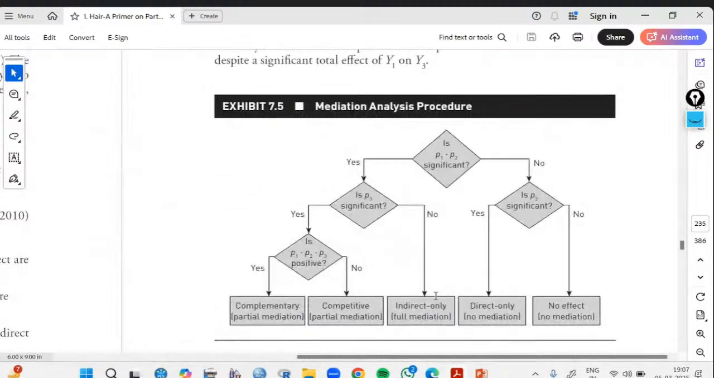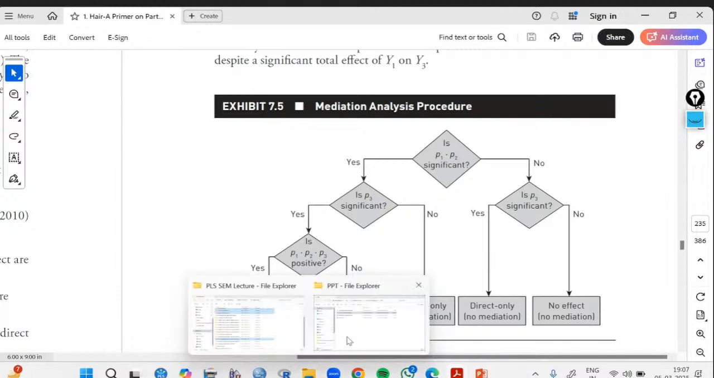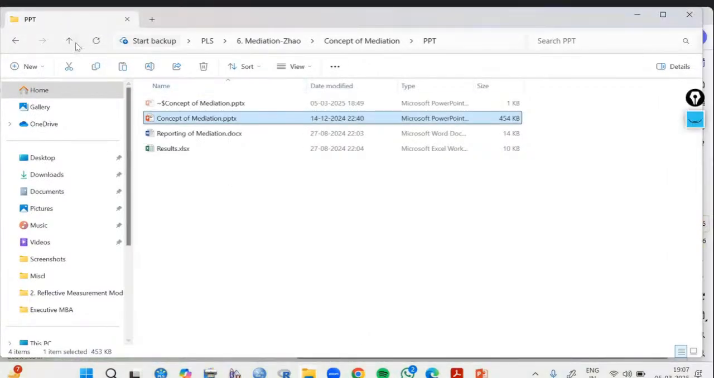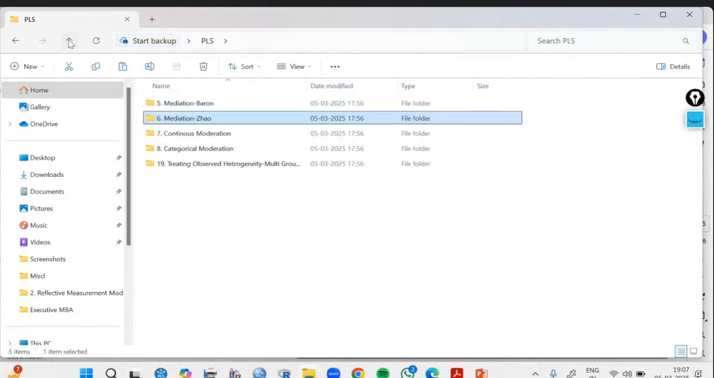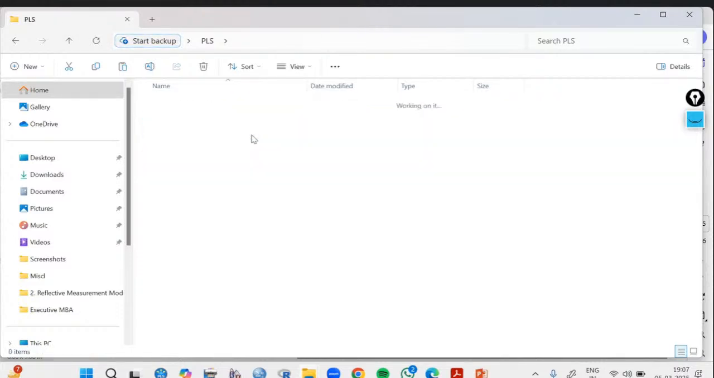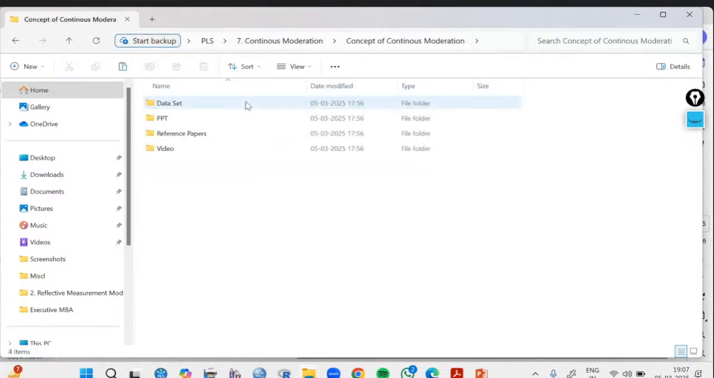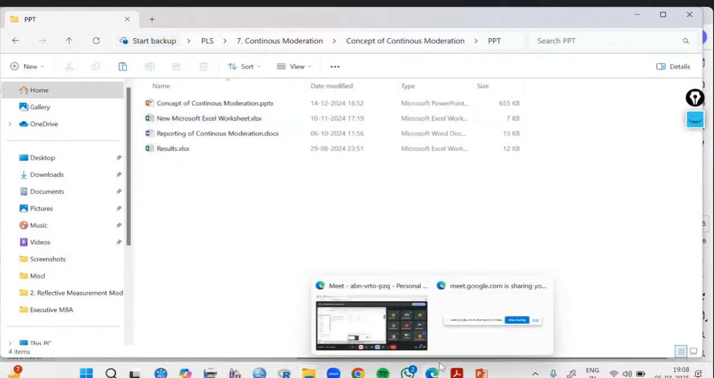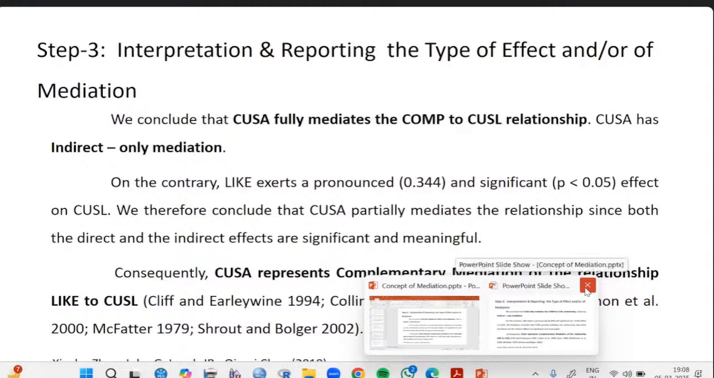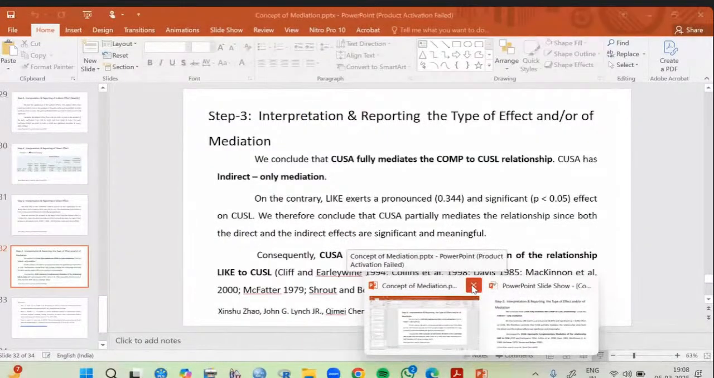Okay. Now I come to the next topic, that is the moderation analysis. So there are two types of moderation: continuous moderation and categorical moderation. There will be two types of moderation.